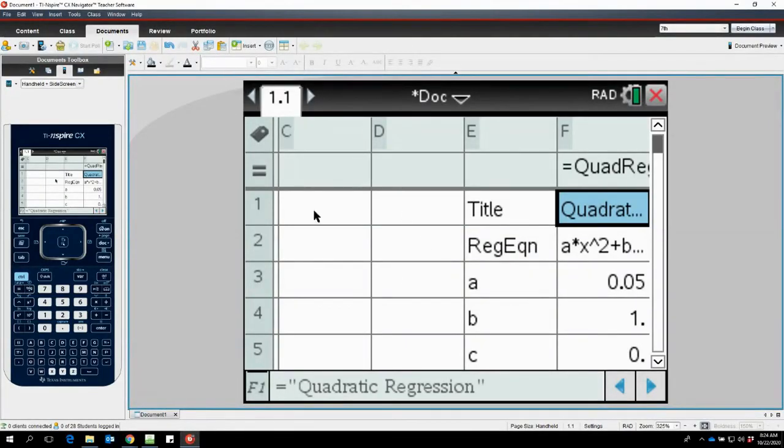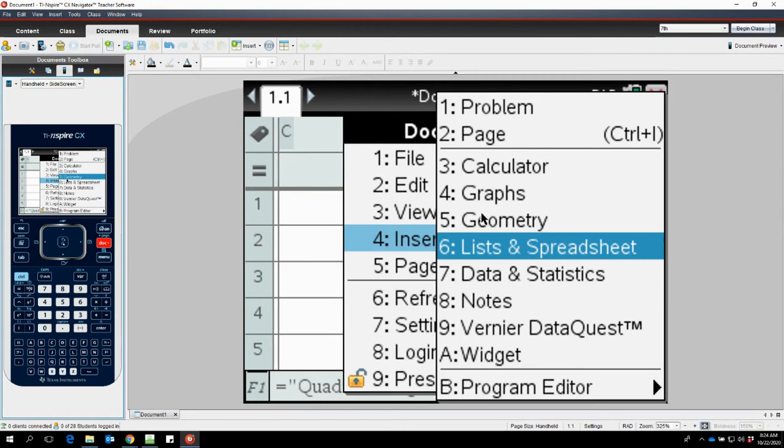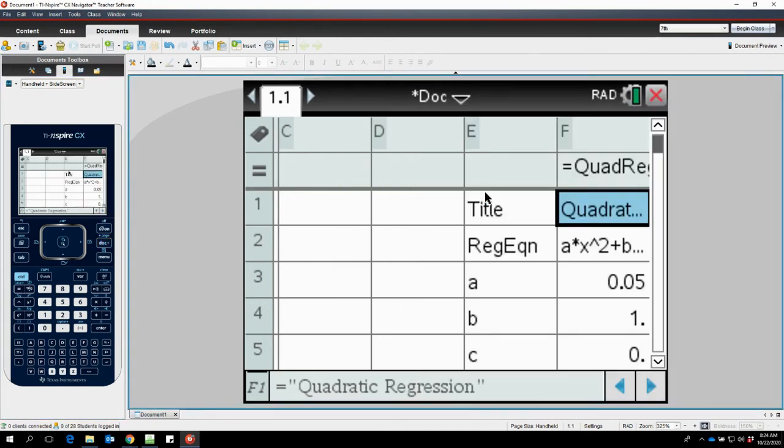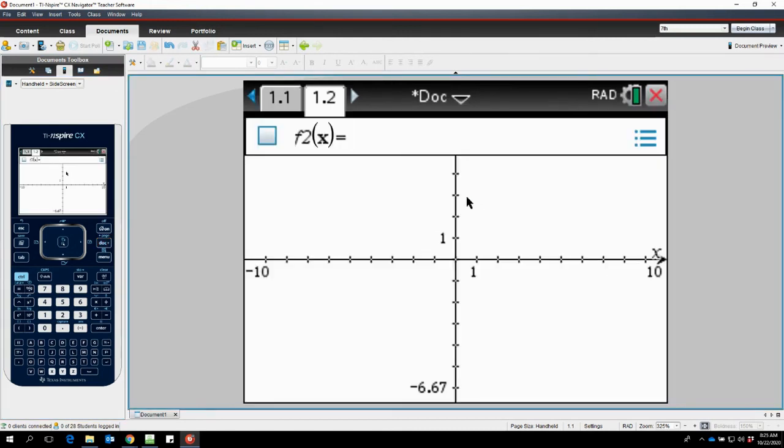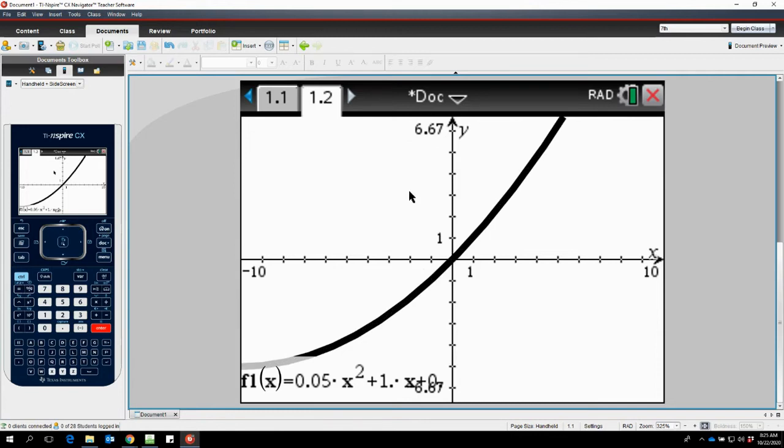From my spreadsheet, I'm going to press Doc, Insert, Graph. It looks like there's nothing there, but it says press the up arrow to see your equation stored in F1. So there it is. Press the up arrow. There's your equation. It's been stored. Now you need to press Enter for it to graph. If not, it won't graph. Press Enter for it to graph.